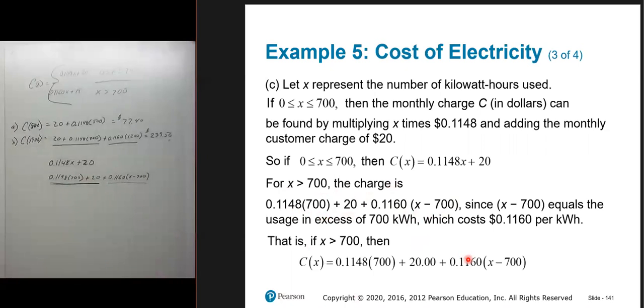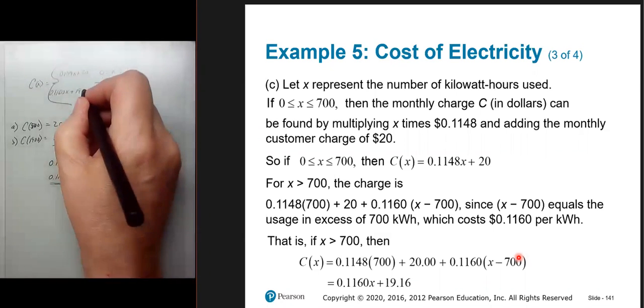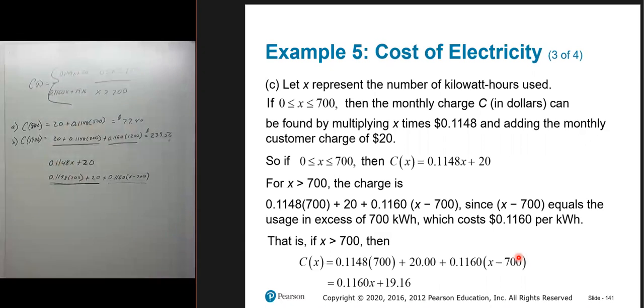Use the distributive property here. And, oh, 16. I thought it was 16, but I couldn't remember. $19.16. So for the rate over 700, we just multiply by the new rate and add $19.16.